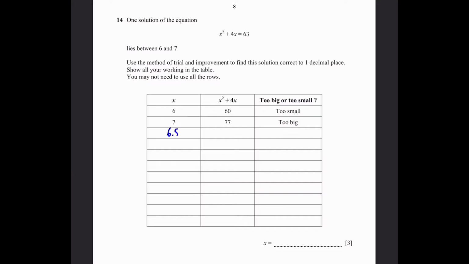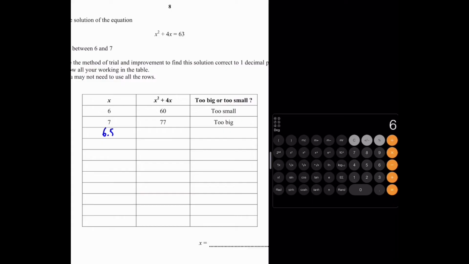Let's get our calculator out. Now we can do 6.5 squared plus 4 into 6.5. 68.25. And this is too big because we need 63. Now we can go for a lesser x, 6.3. We can do the same thing. We get 64.89, which is still too big.